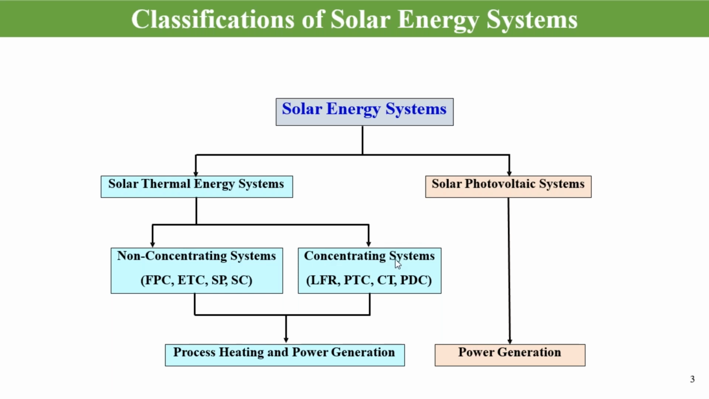Now, everyone might have seen this. Here we have concentrating and non-concentrating. The simplest solar thermal collector is the FPC. What is FPC? This is the flat plate collector. And the second one is the ETC, evacuated tube collector. Everyone can understand from this diagram.